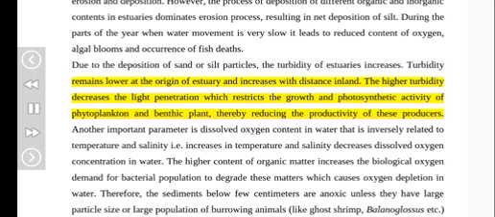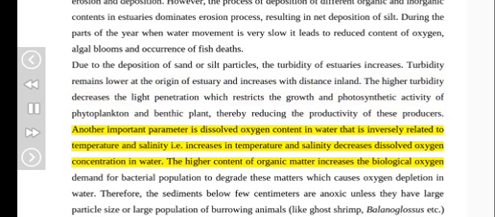The higher turbidity decreases the light penetration, which restricts the growth and photosynthetic activity of phytoplankton and benthic plants, thereby reducing the productivity of these producers. Another important parameter is dissolved oxygen content in water, that is inversely related to temperature and salinity, i.e. increases in temperature and salinity decrease dissolved oxygen concentration in water.